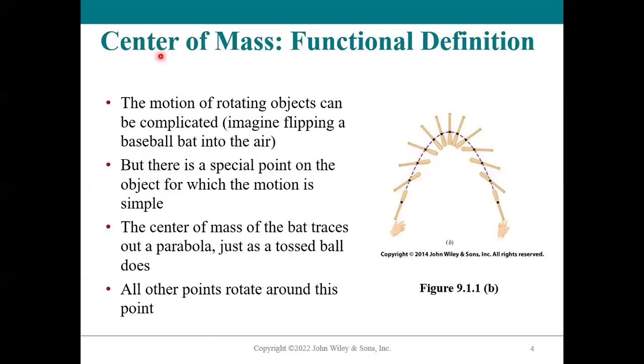Let's see the first example, the center of mass, the functional definition. The motion of rotating objects can be complicated. Imagine flipping a baseball bat into the air. But there is a special point on the object for which the motion is simple. The center of mass of the bat traces out a parabola, just as a tossed ball does, and all other points rotate around this point.